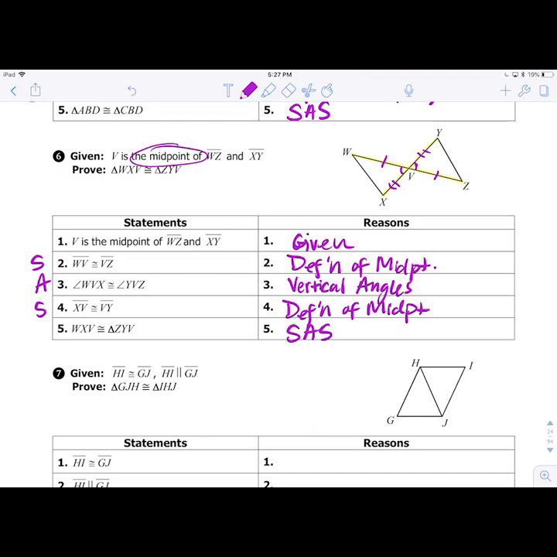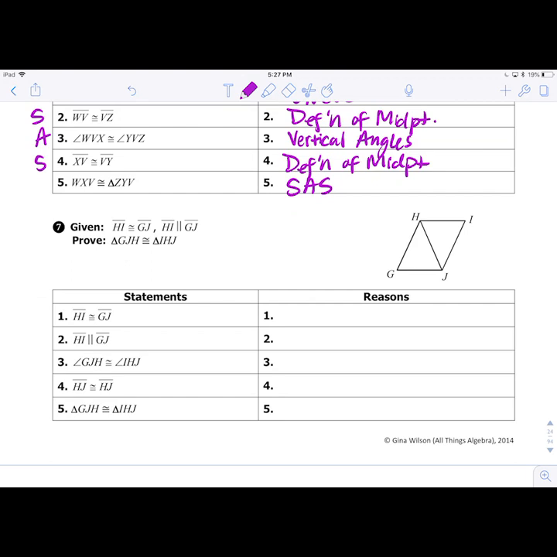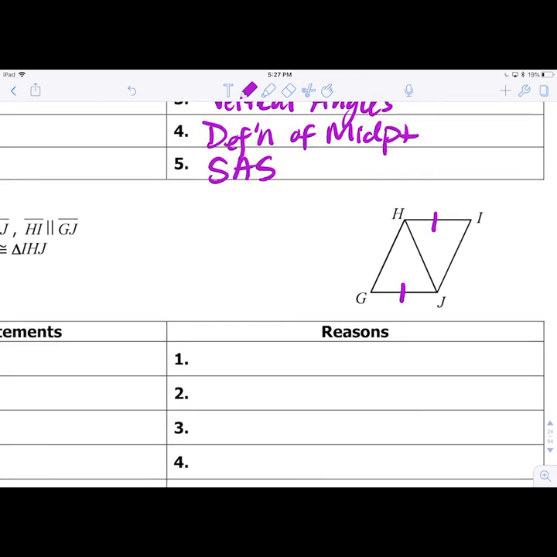All right. Finally, number 7. HI is congruent to GJ. I hate when they use those two letters together. We also know that HI is parallel to GJ. Okay, so here we go with these parallel lines again. We see parallel lines. We see this line that connects those top two. What's that called? HJ is called the transversal. So what do we know?